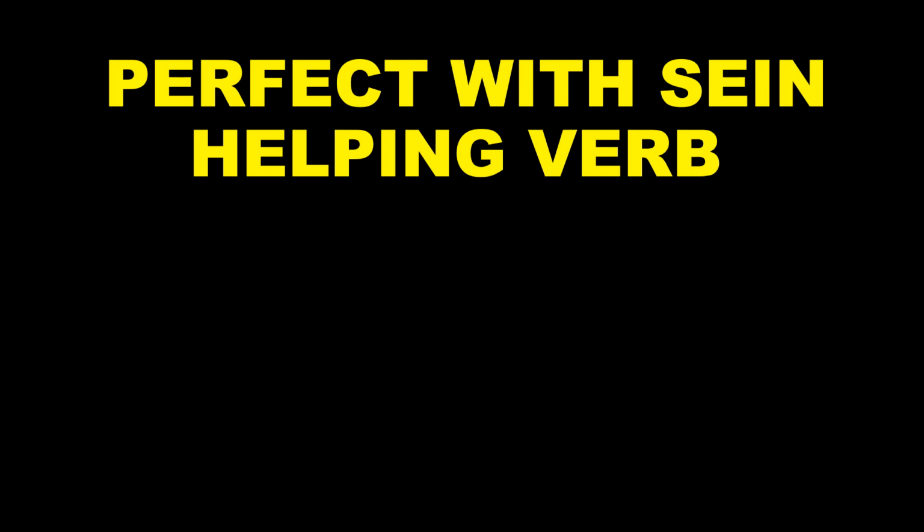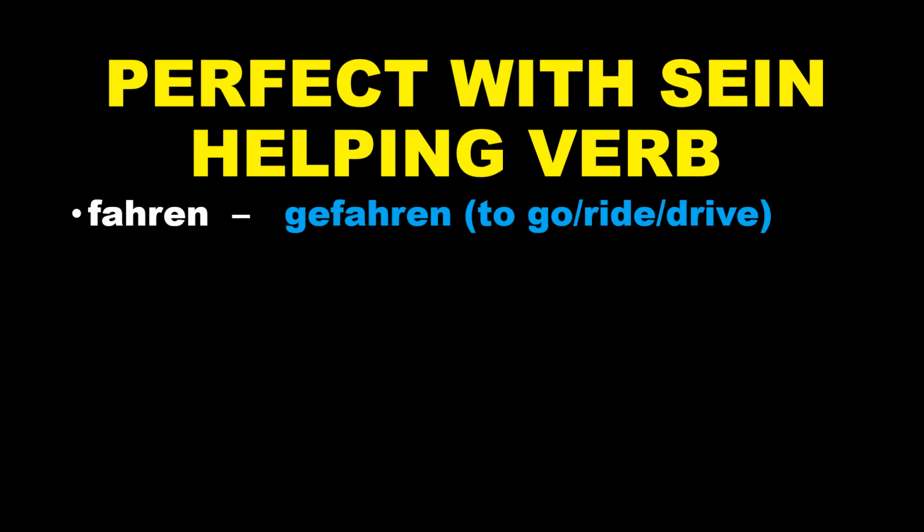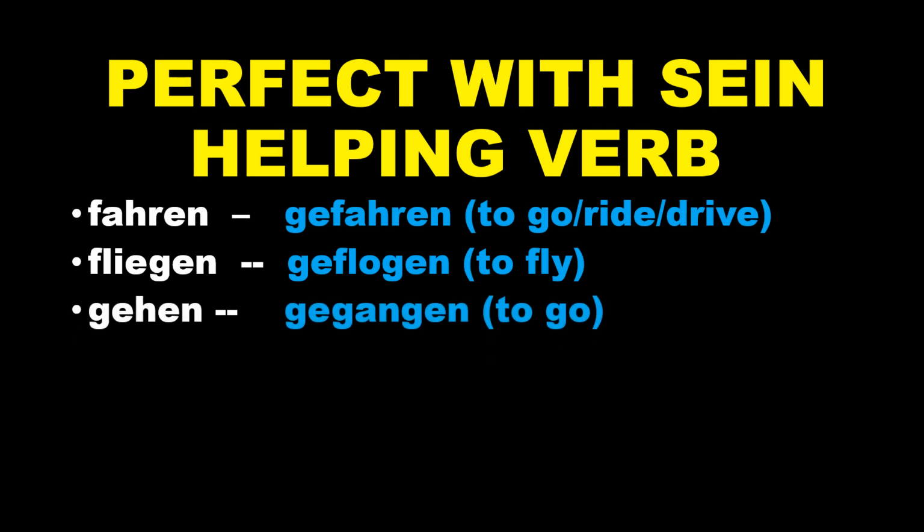Let's see the perfect tense with sein as the helping verb. Fahren, as you can see, the verb fahren, which means to go, to ride, or to drive. The Partizip zwei form will be gefahren. Here we have to use sein as the helping verb. One more verb is fliegen, to fly, of course, like in an aeroplane, not by oneself. Geflogen is the Partizip zwei form. One more verb is gehen, to go, gegangen, mostly zu Fuß. Gehen, gegangen.